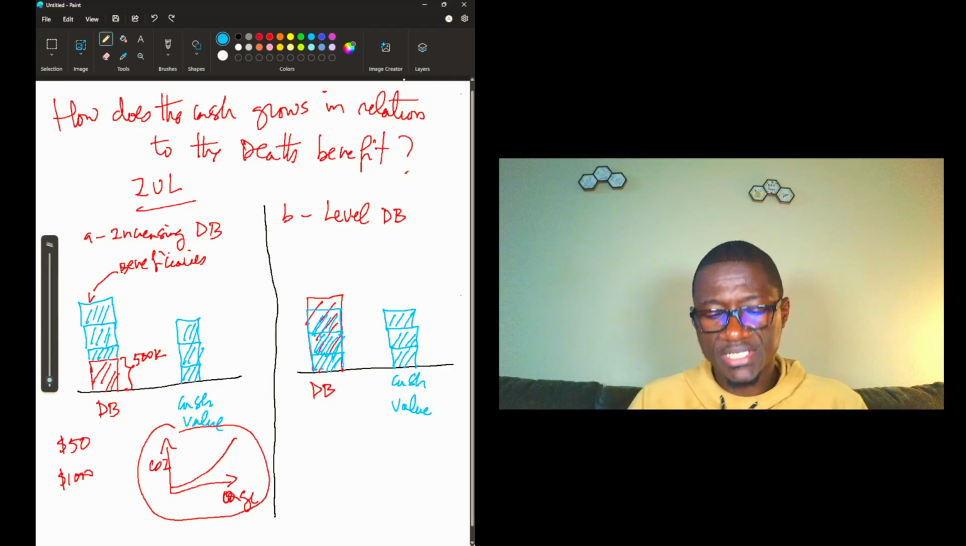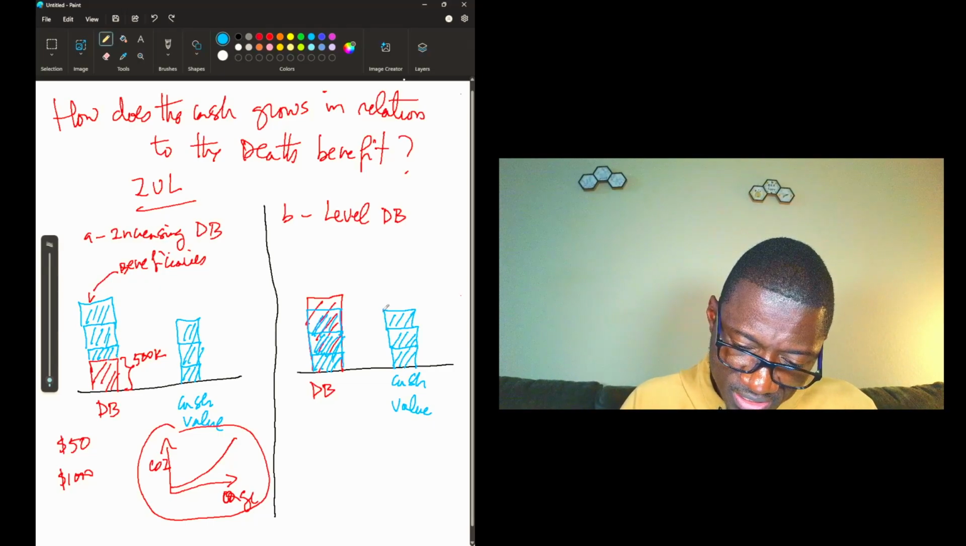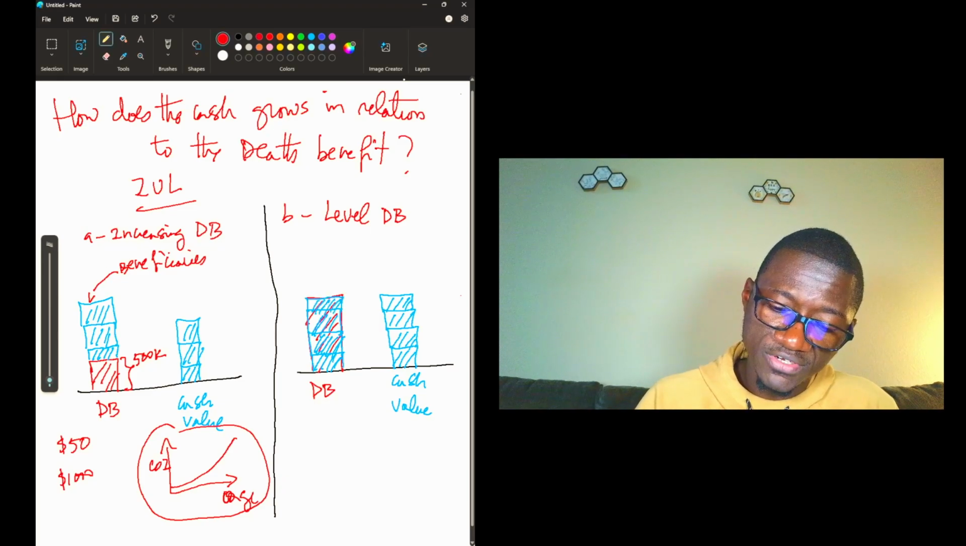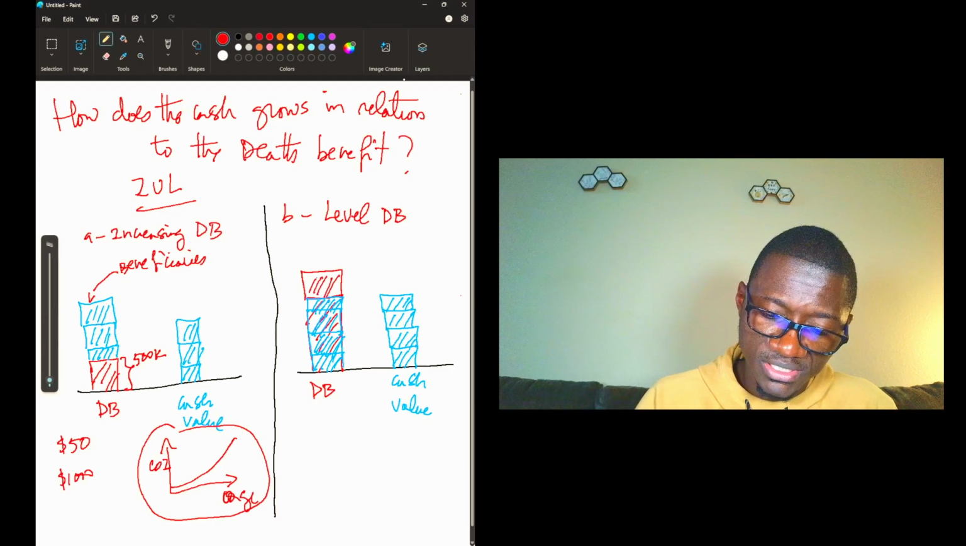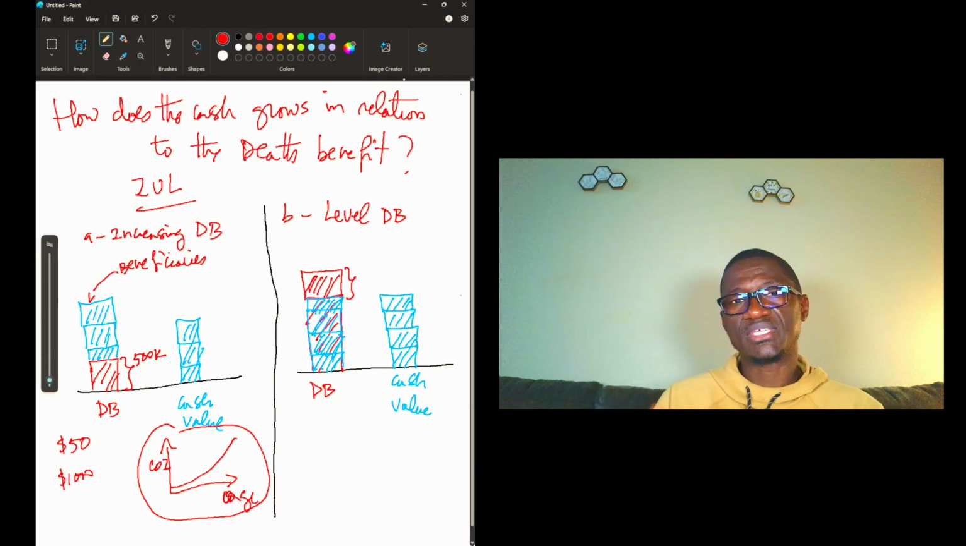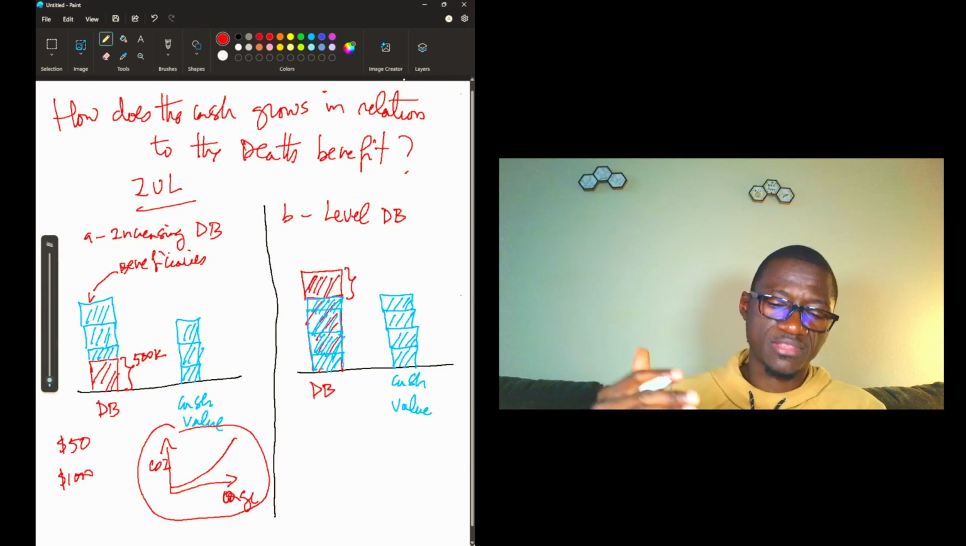Now, something interesting happens here. At some point, the cash value will grow to be equal to the initial death benefit. And when that happens, the life insurance company is going to increase a little bit the death benefit. Why? Because per law, there has to be a distance between the cash value and the death benefit.